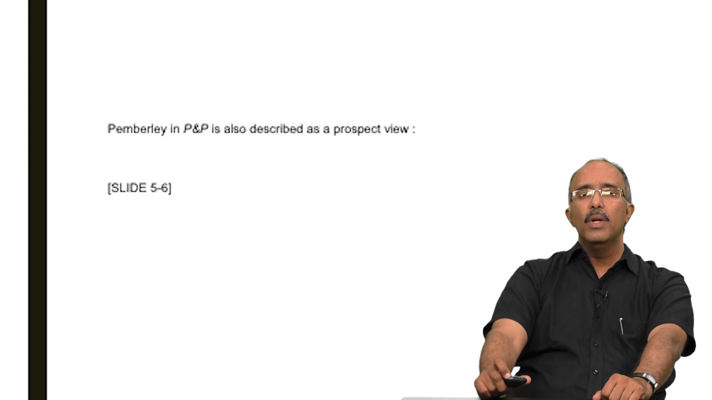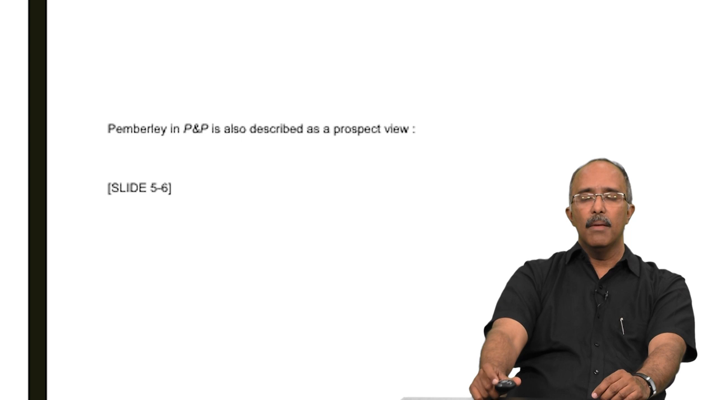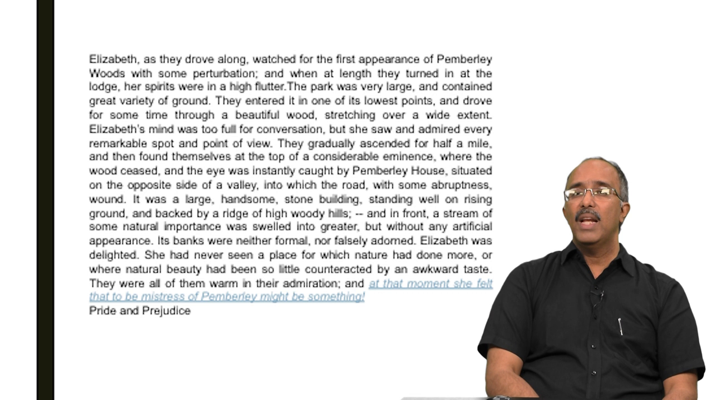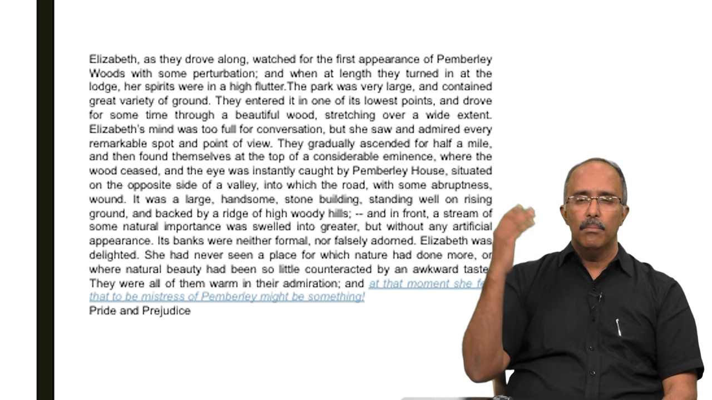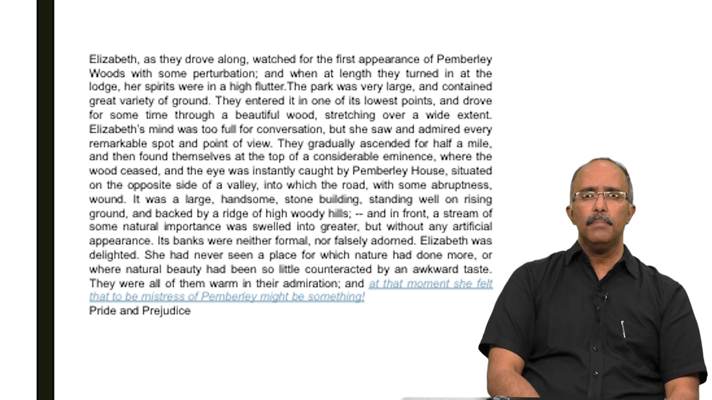Coming up on your two slides is a description of Pemberley in Pride and Prejudice. Here is Elizabeth encountering for the first time this wonderful landscape of Pemberley, its woods, its park, and its large landscape before she looks at the house itself. They entered it at one of its lowest points, and drove for some time through a beautiful wood, stretching over a wide extent. Elizabeth's mind was too full for conversation, but she saw and admired every remarkable spot and point of view.